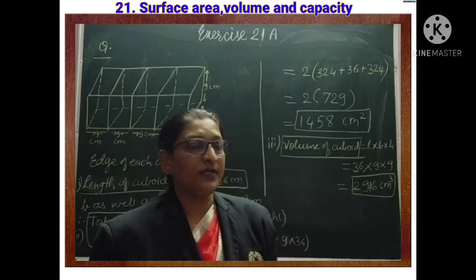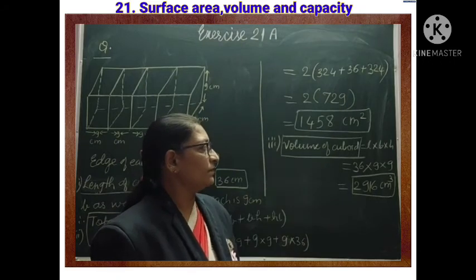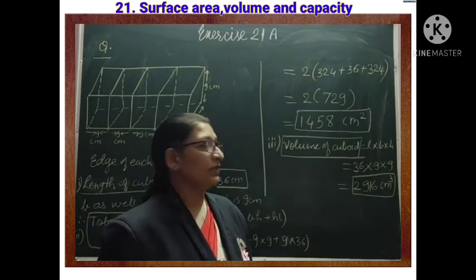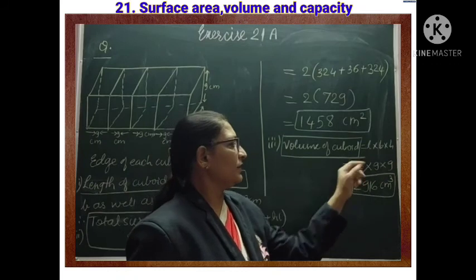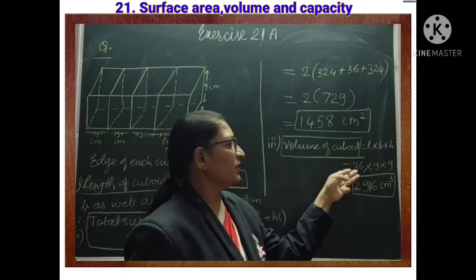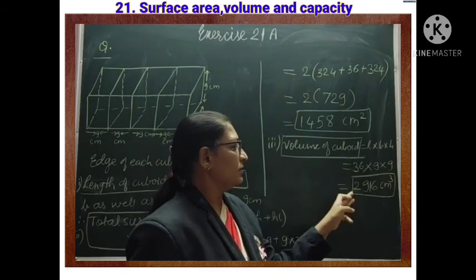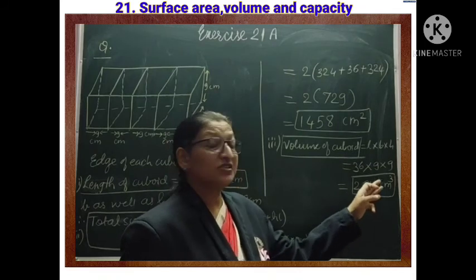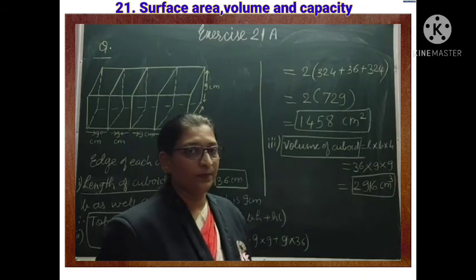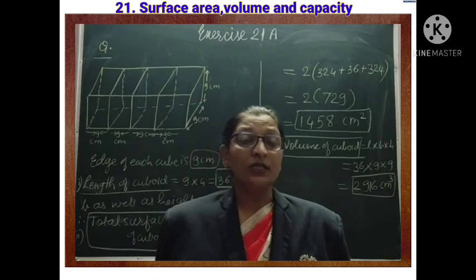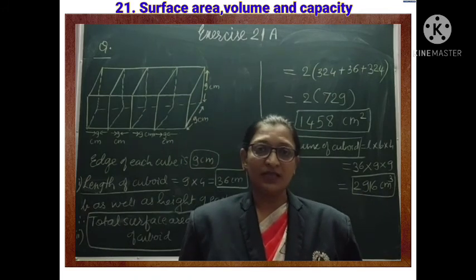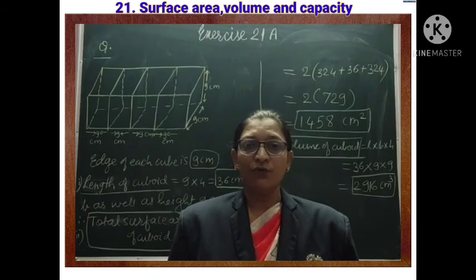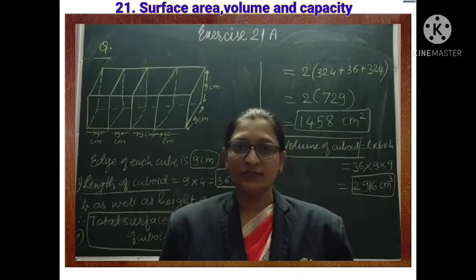Let us calculate the volume of this cuboid, that is length into breadth into height equal to 36 into 9 into 9, that is 2916 centimeter cube. Solve the rest of the examples from this exercise. Let us solve a few of the word problems from the next exercise.